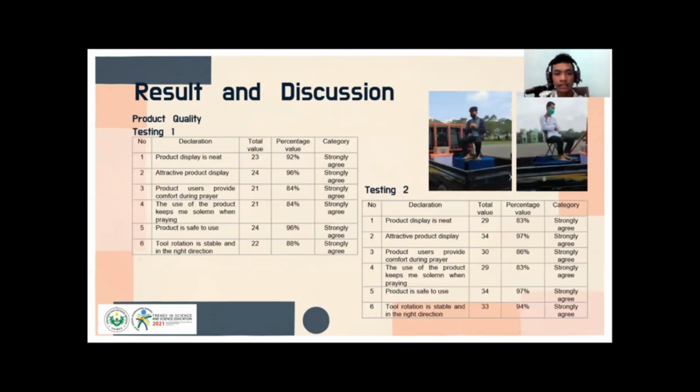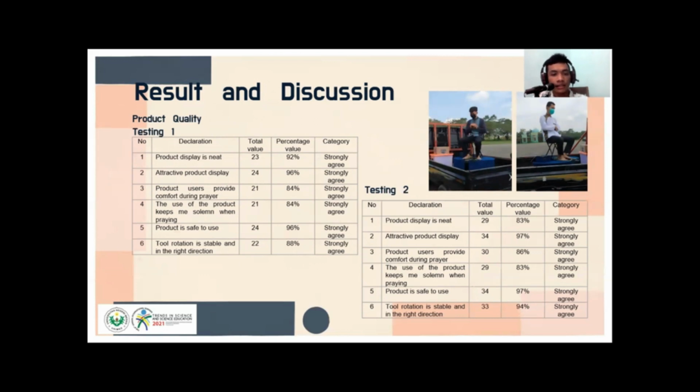The second test is product quality. Product quality testing is carried out to determine the level of product effectiveness based on the observation of the test sample. Product quality testing was carried out 2 times. The first test was carried out using 5 samples and the second test by taking 7 samples. In the first test, the quality of the product is in the very good category. This is evidenced by the percentage value on a question belonging to the strongly agree category.